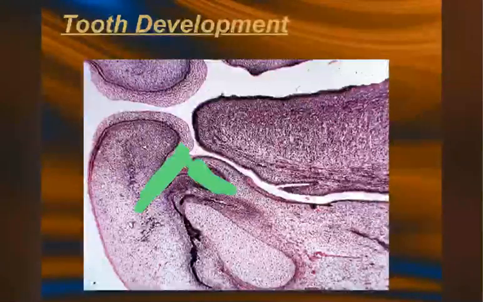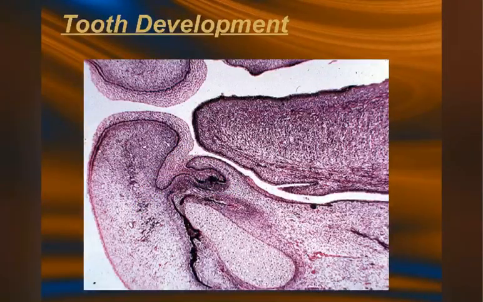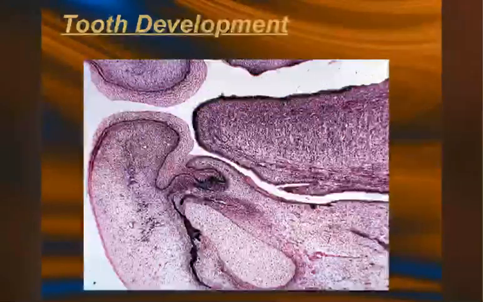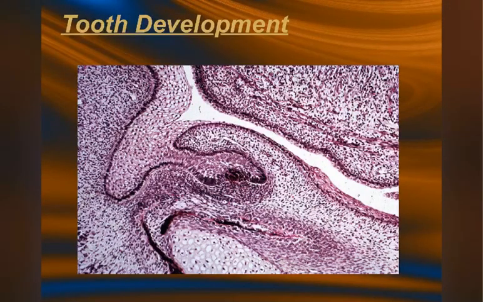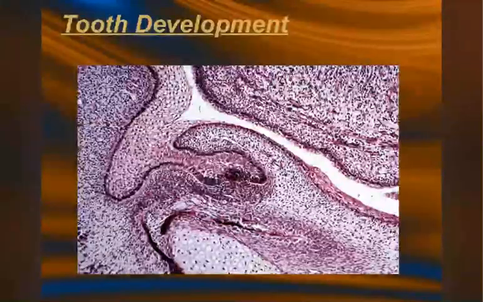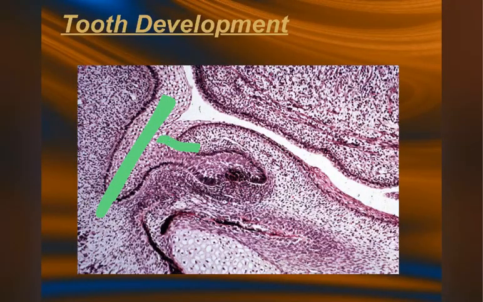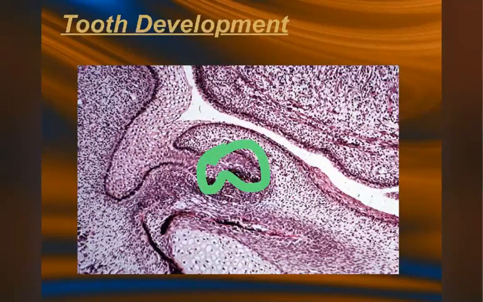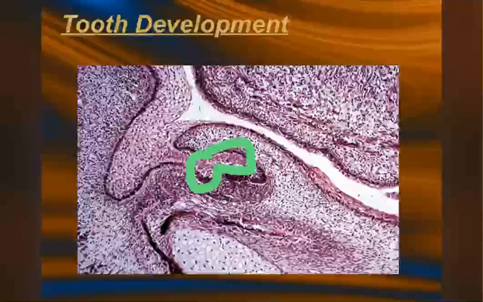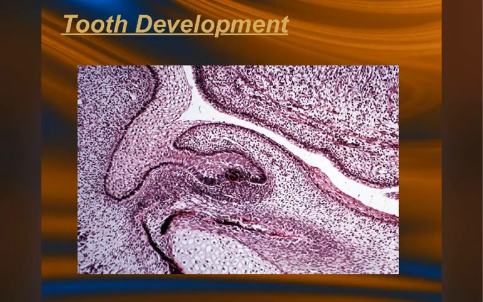Vestibular lamina is labial in this case, because we are in the lip region. Dental lamina is lingual, closer to the tongue. Same thing, but more magnified. See vestibular lamina, dental lamina. The end of the dental lamina has a hat-shaped structure, so it's called the cap. This is called cap stage, but we will come to the details of that in a minute.